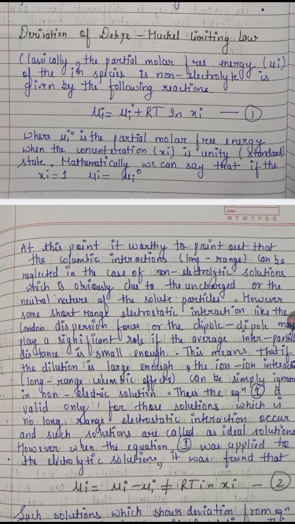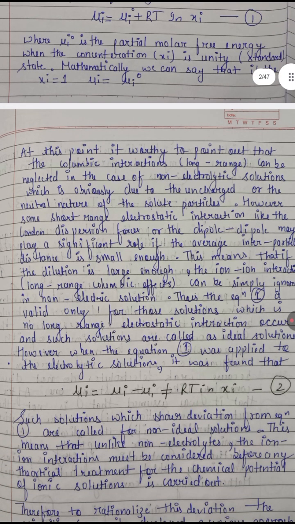Classically, the partial molar free energy mu i of the ith species in a non-electrolyte is given by the following relation: mu i is equal to mu naught i plus RT ln xi, equation 1, where mu naught i is the partial molar free energy when the concentration xi is unity, the standard state. Mathematically, we can say that if xi is equal to 1, mu i is equal to mu naught i.